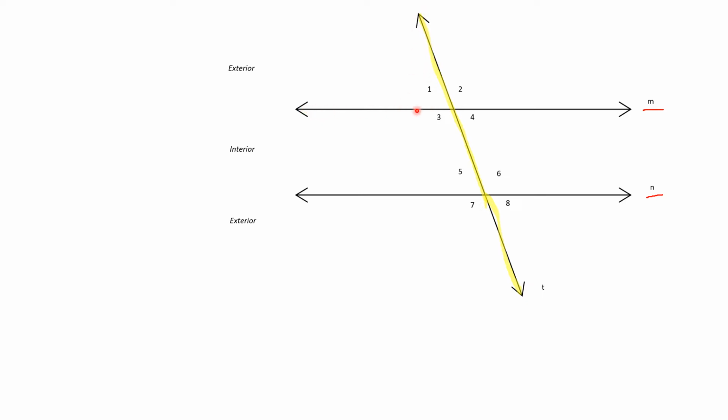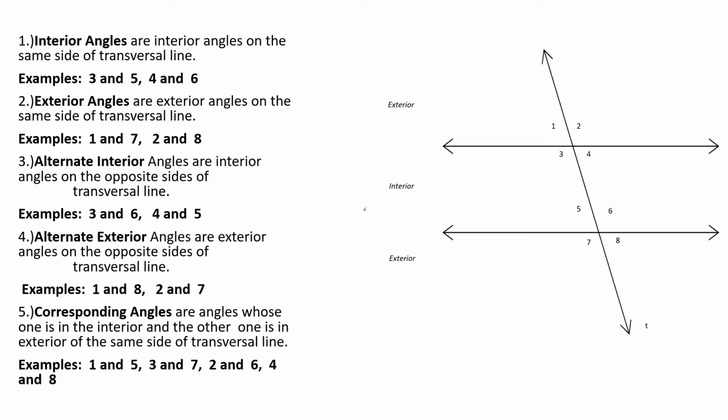So, as you can see, when these parallel lines are cut by a transversal line, there are angles that will be formed. So this part are the exterior angles, and this part are also the exterior angles, and of course the angles that are formed inside our parallel lines are what we call our interior angles. Let us now define these angles that are being formed.